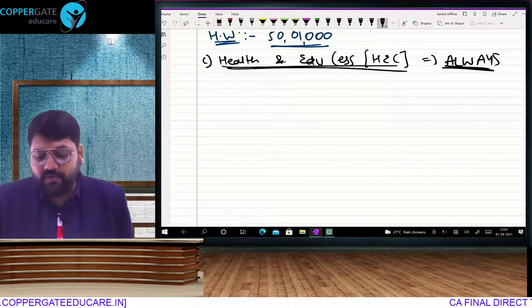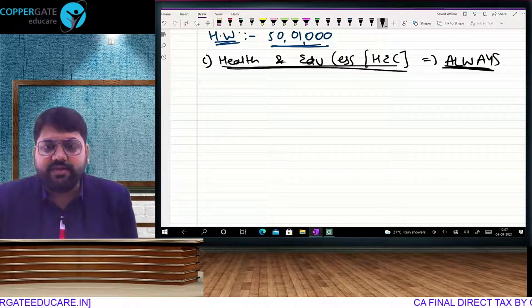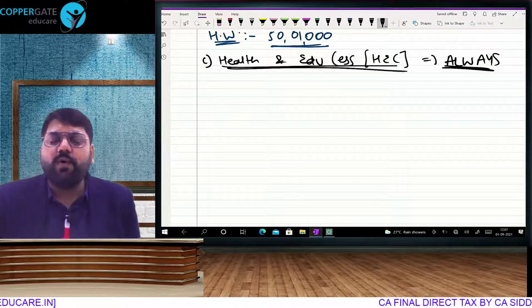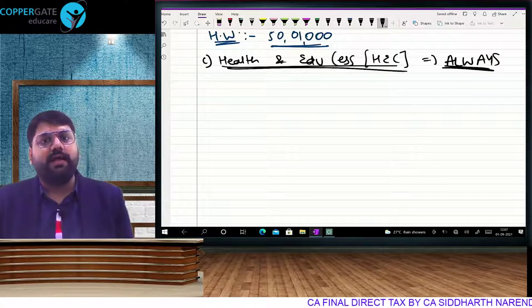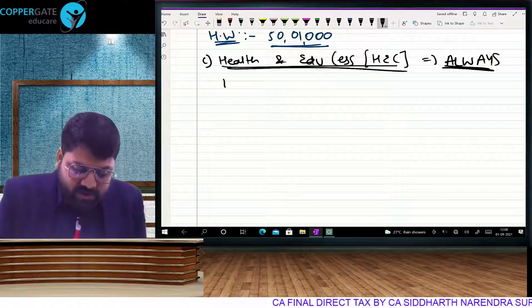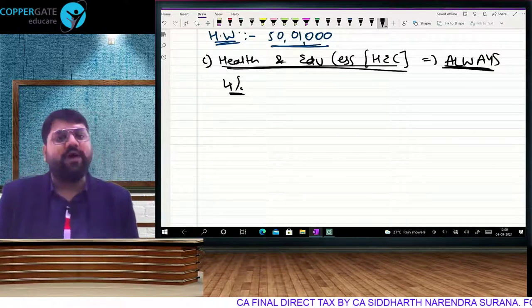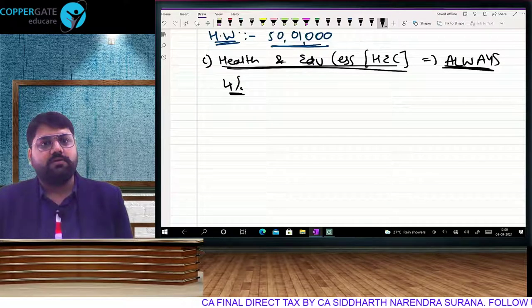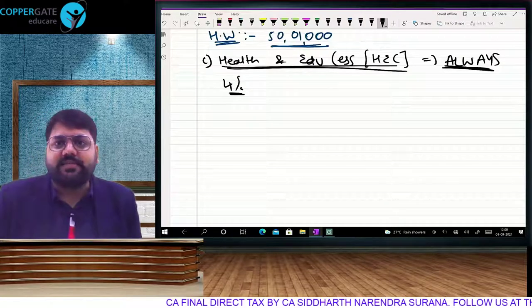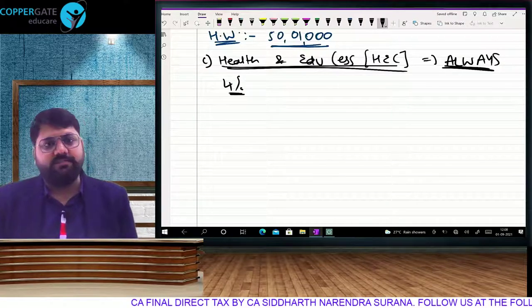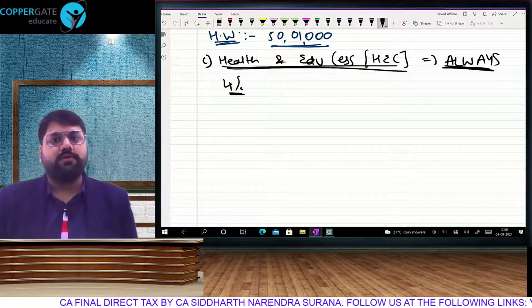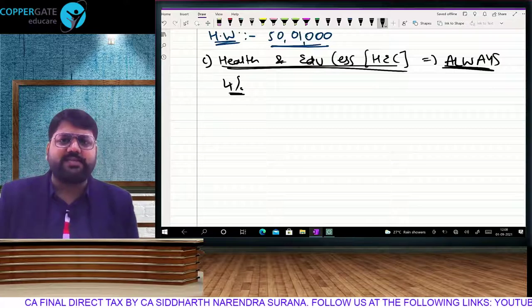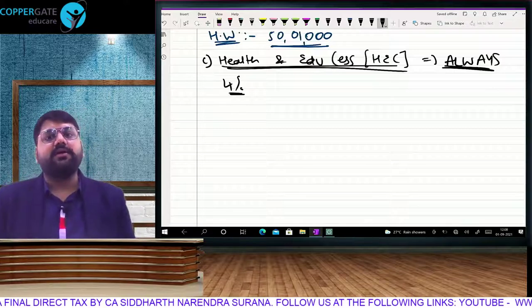HEC will come for everyone. Whether you are a rich case or a poor case, whether you are a rebate case or a surcharge case, everyone has to pay. Health and Education Cess says, whatever is your tax liability, you have to pay 4% extra. So if your tax is 100, you have to pay not 100, but 104. If it is 200, you can't pay 200, you will have to pay 208. Whatever is your tax liability, that will be increased by 4%.